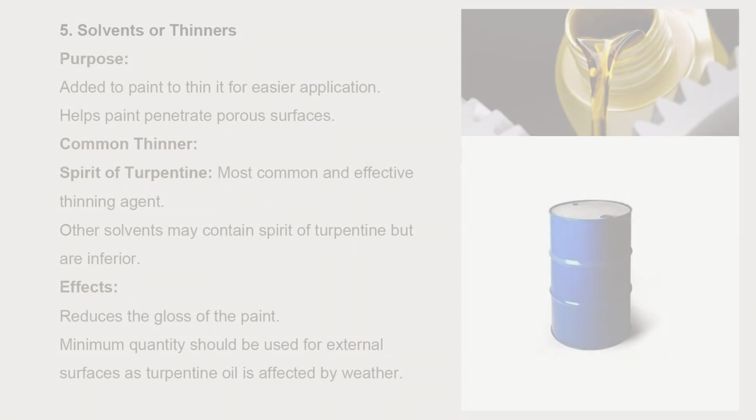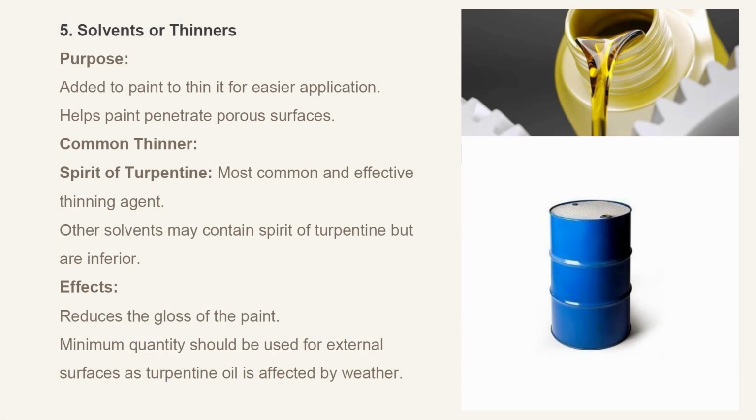Okay. Now, lastly, we have solvents, the secret ingredient that makes your paint easier to apply and helps it penetrate surfaces. So, what do solvents do? Solvents are added to paint to thin it out and make it easier to spread evenly. They also help the paint penetrate porous surfaces, ensuring better adhesion and coverage. One of the most common thinning agents used is spirit of turpentine, known for its effective thinning properties.